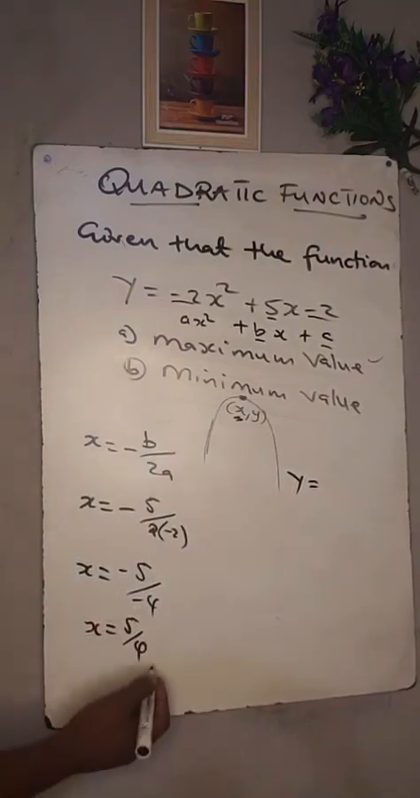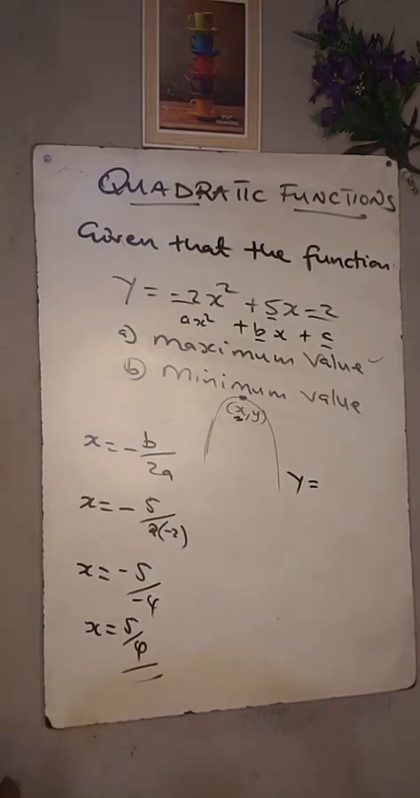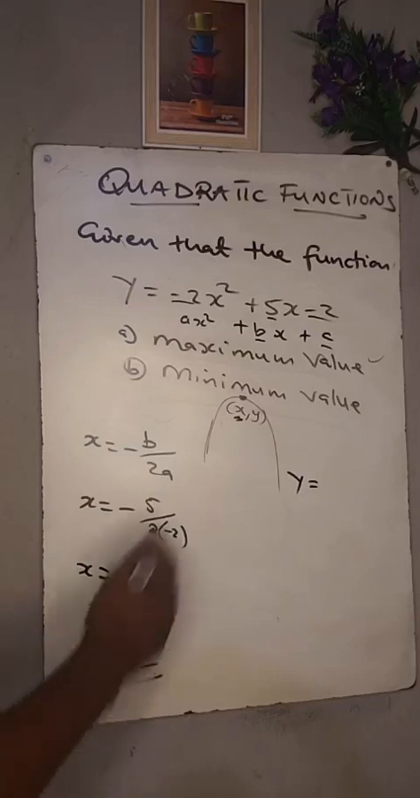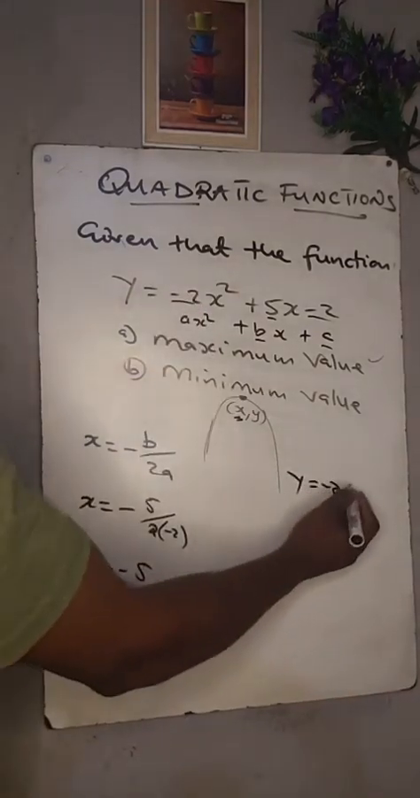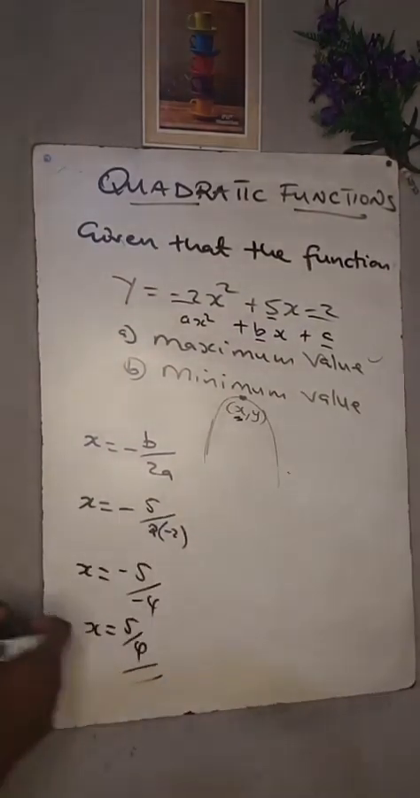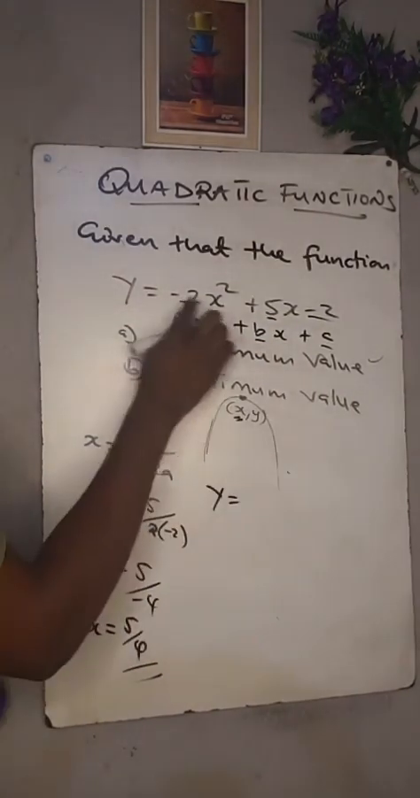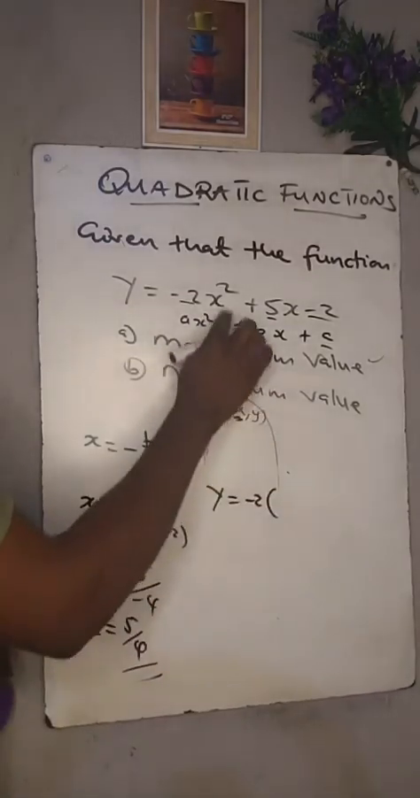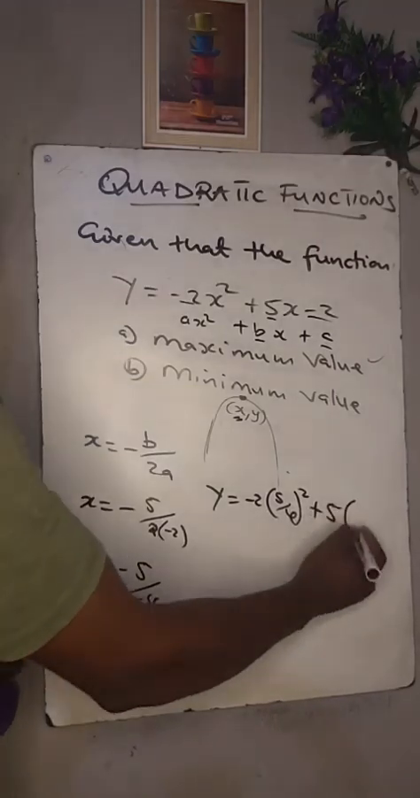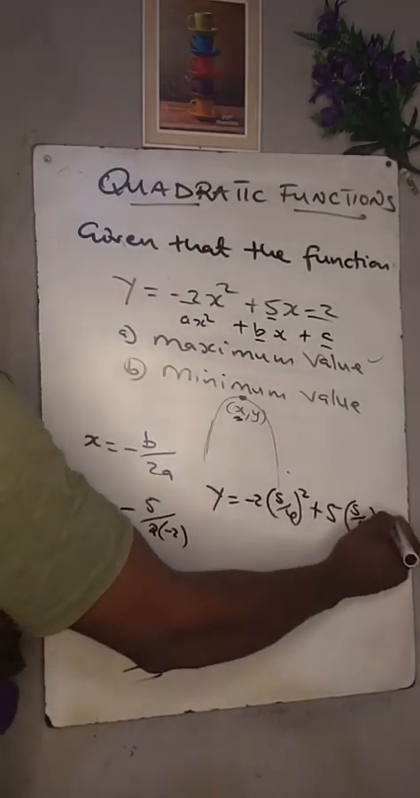So we can leave it like that for now. If you want, we can express it as a mixed fraction, but just leave it like that. All right. Then we come here. Now, since we know that our x is 5 over 4, we are going to replace. Let me just bring it here. y is equal to negative 2, open bracket, where there is x, we put 5 over 4 squared plus 5, open bracket, 5 over 4, minus 2.